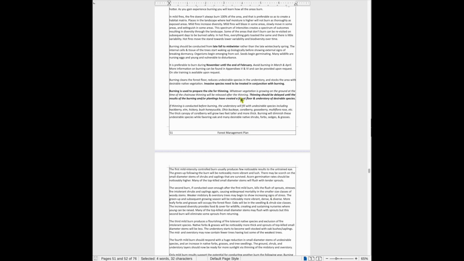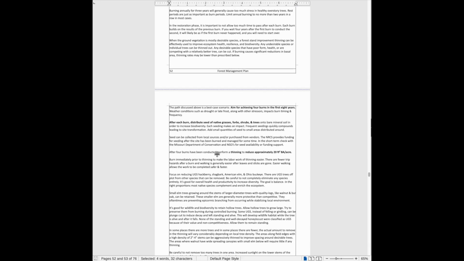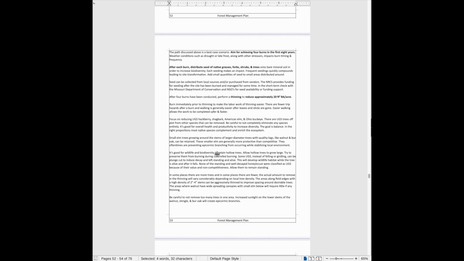After you've burned enough, as I said before, then you can do some thinning. The burning is site preparation for the thinning. If you do the thinning before you do the burning, you're going to end up with a lot of coralberry and Ohio buckeye and hackberry, undesirable species coming up. But if you do the burning, then you're going to have oaks and a lot of desirable species that come up after the thinning. So we want to wait to do the thinning until the burning has done its work.